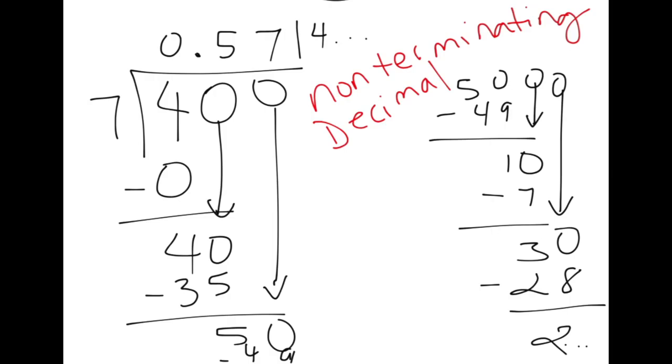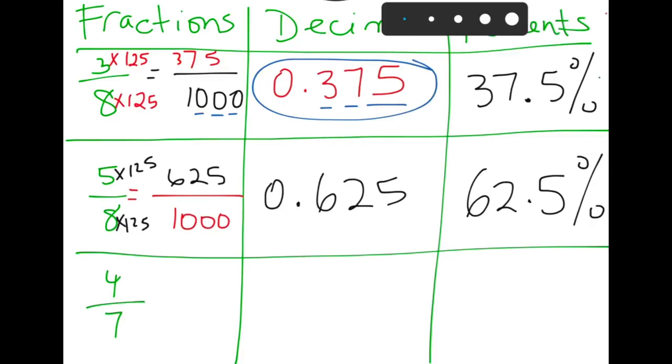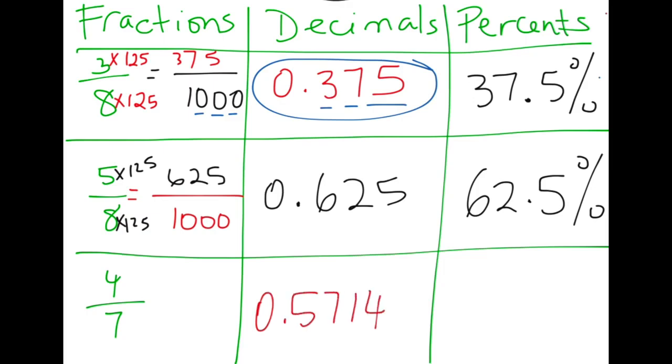I can say 0.5714. Again, it goes on forever. We can just stop right here. And to find a percentage, I will move this decimal point 2 places to the right.